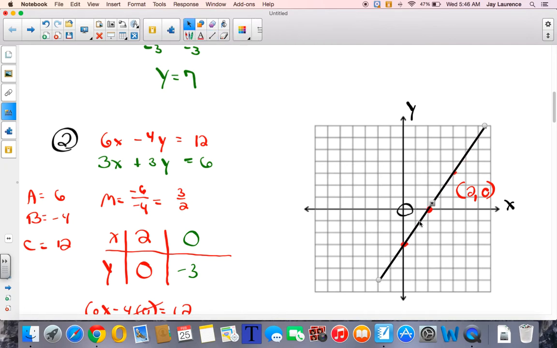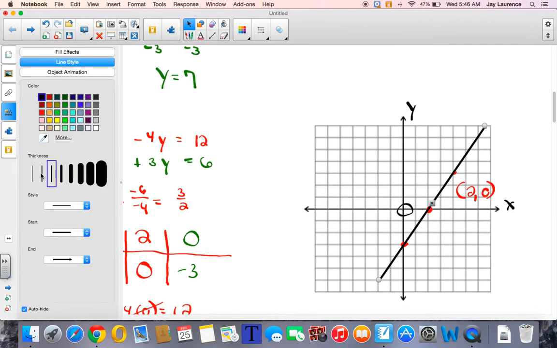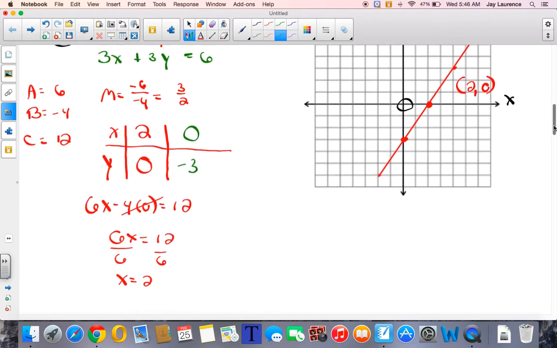Okay, so let me send this line on a diet here. And give it an arrowhead at the start. And that looks pretty good. Okay, so let's go to the other line. And let me see here. I need to do A, B, and C. So A, B, C. Easy as 3, 3, 6. Okay, so my slope is going to be negative 3 over 3, which is negative 1 over 1.